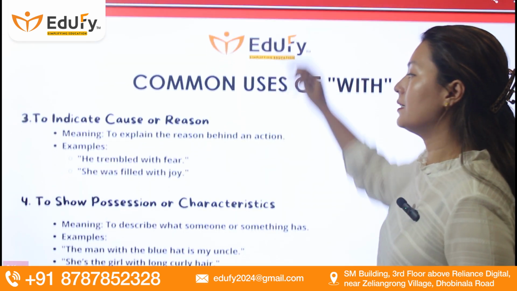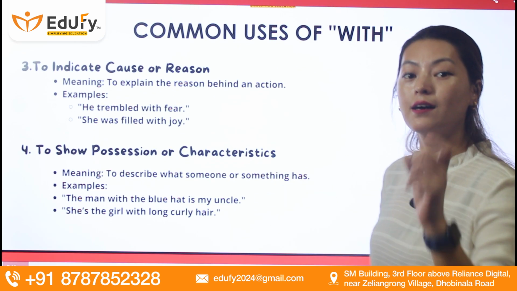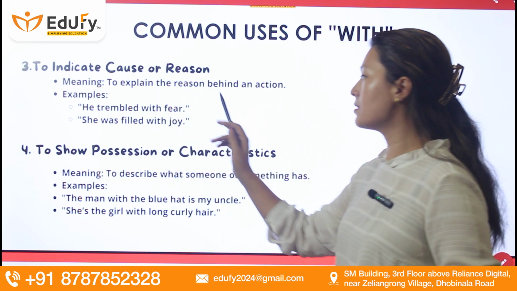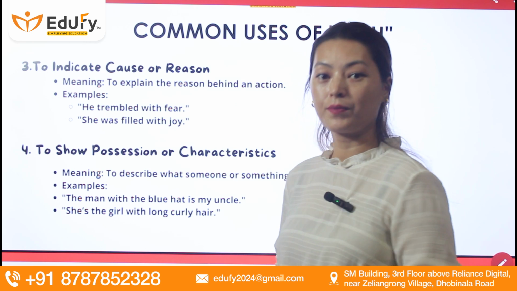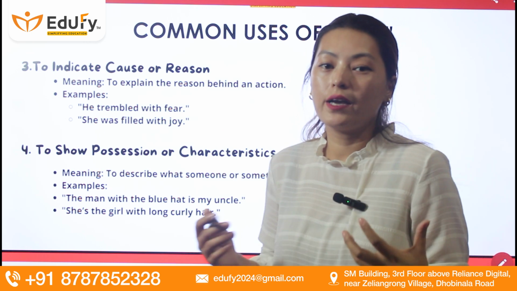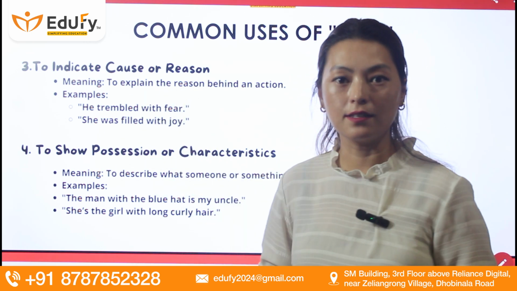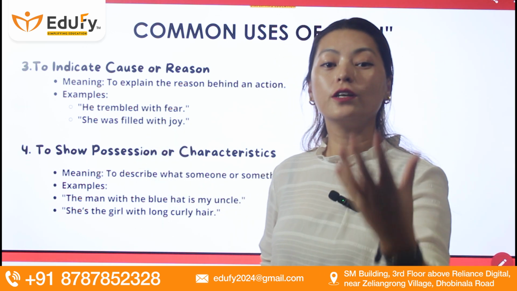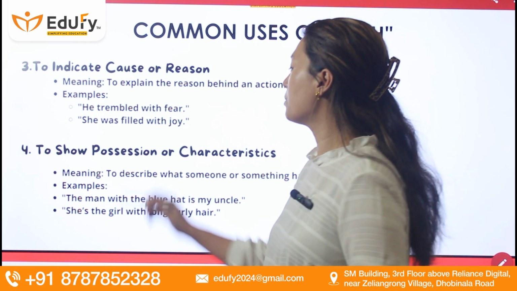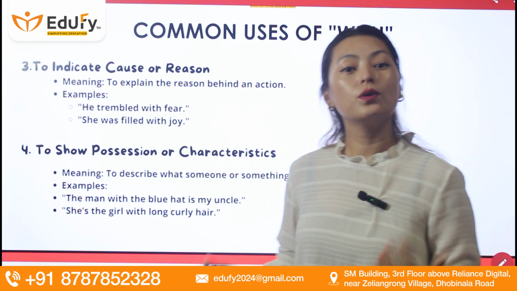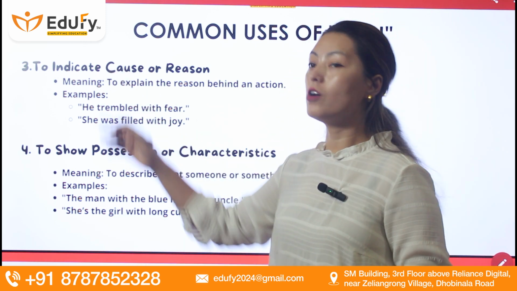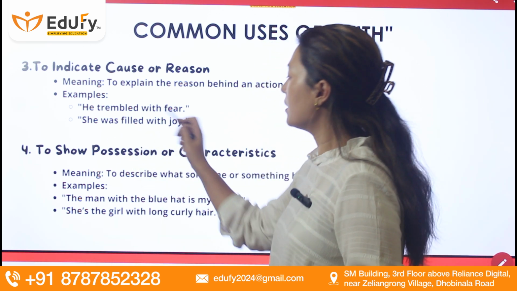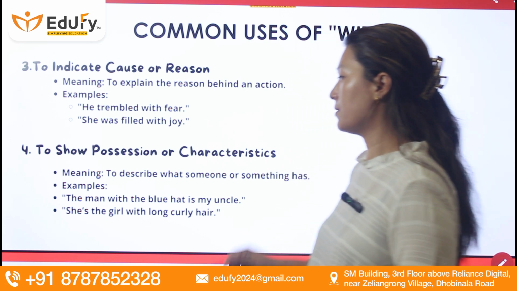The third point is that it indicates a cause or reason. That means "with" will be used to explain the reason behind an action. He trembled with fear. Why did he tremble? What was the reason for his trembling? That is fear, right? So in order to show that fear, I have used the preposition "with". She was filled with joy. The cause of her joy, right? She was filled with it. So "with" is used to show that very cause.